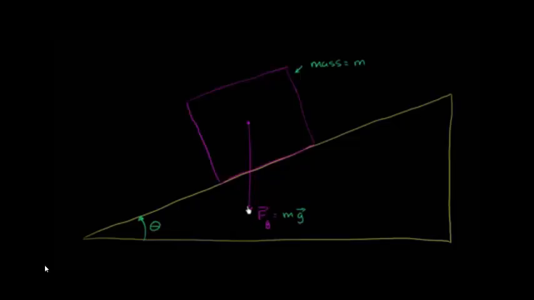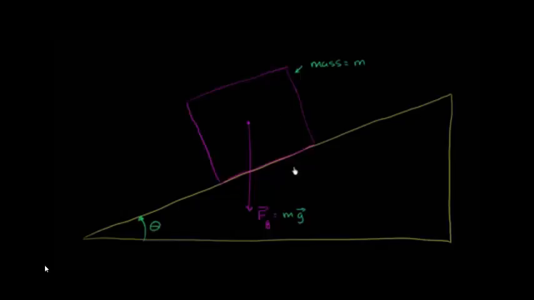Now, what else is going to be happening here? Well, it gets a little bit confusing because you can't say the normal force is acting directly against this force right over here, because remember, the normal force acts perpendicular to a surface. So over here, the surface is not perpendicular to the force of gravity. So we have to think about it a little bit differently than we do if this was sitting on level ground.